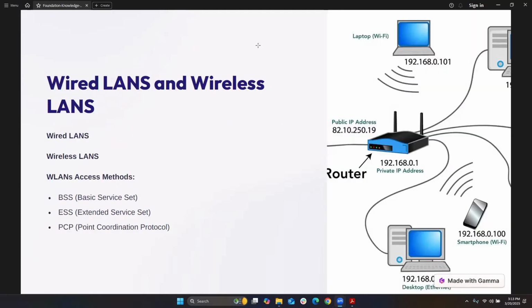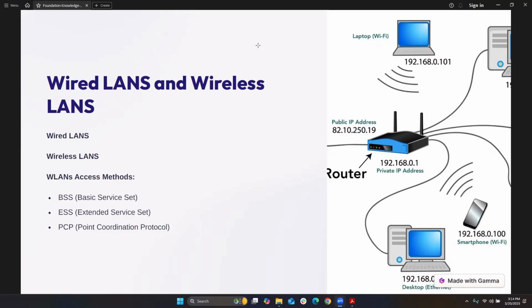Wired LANs and wireless LANs. So what is a LAN? A local area network connects devices within a small area like a school or office. LANs allow computers and phones and other devices to communicate and share resources. If you talk about wired LANs, they use physical cables to connect devices for fast and stable communication. For example, a desktop PC connected to a router using an Ethernet cable. The advantages of wired LANs are faster speeds and more security.